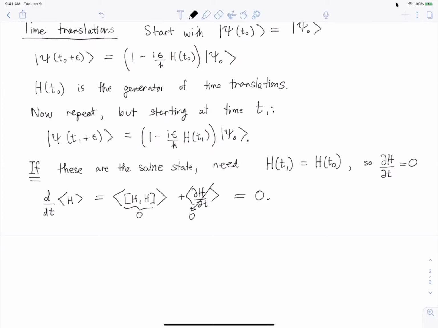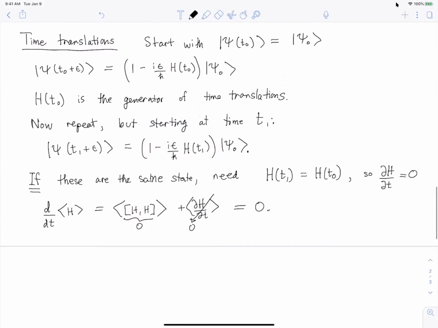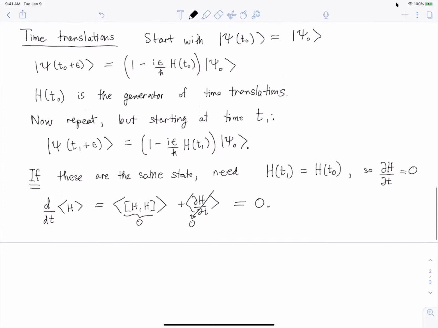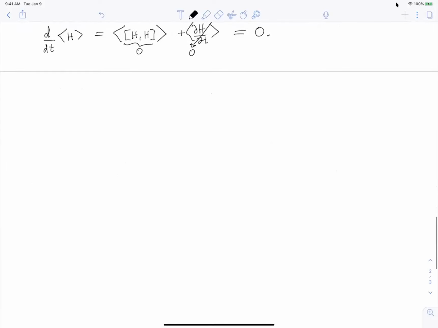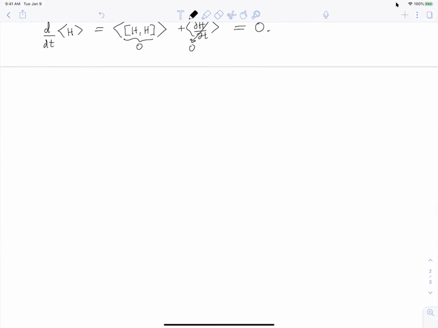Okay, so that was just a comment that time translations are generated by the Hamiltonian operator, and we still have to do angular momentum, and we'll come back and do that later. All right, so let me make one other stray comment that I think I've meant to make earlier but forgot. And one of the reasons for bringing this up is because it's something that's implicit in one of your homework problems that's due on Friday.